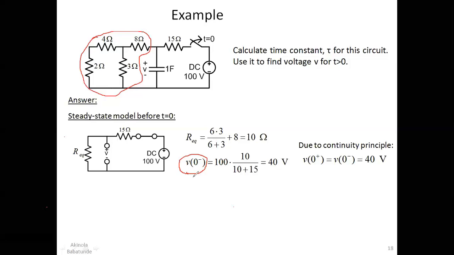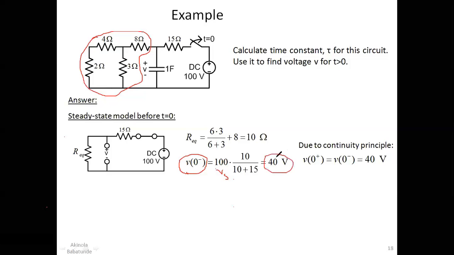Okay, so if you do that, V of 0 minus will be equal to the voltage source multiplied by R equivalent, because we're looking for the voltage across this place here. So it's going to be R equivalent, which is 10, divided by the sum of all of these R's, which is going to be 10 plus 15. If you do that, you get your V of 0 minus to be 40 volts.